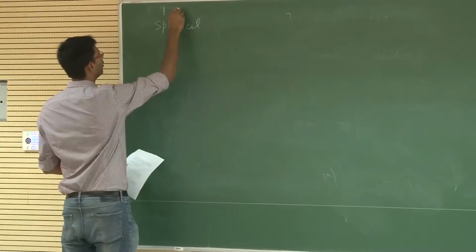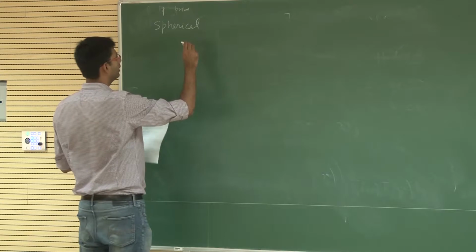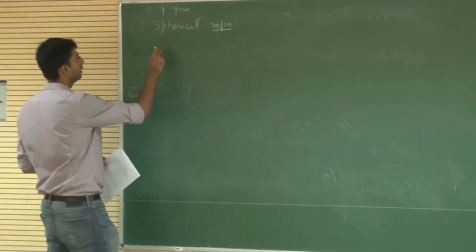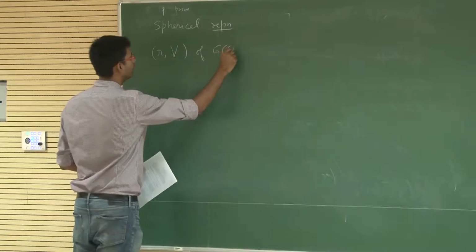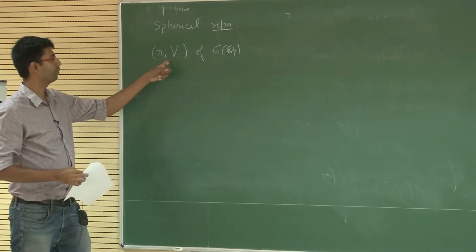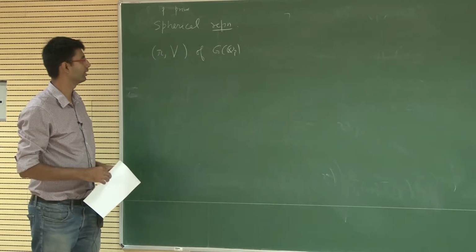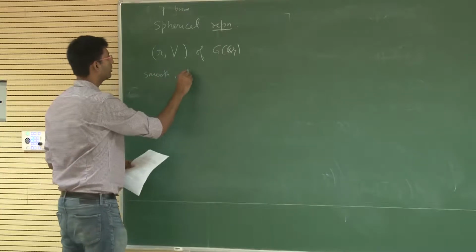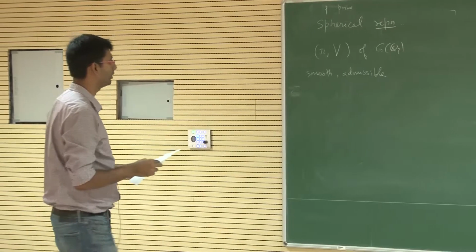So this is still for a finite prime. We haven't gone to the global case yet. So, spherical representation. Basically we have a vector space V and a representation pi of G of Q_p. This is an infinite dimensional vector space, and pi gives a map from G of Q_p to invertible maps on V. That's what a representation is. And we have to put some adjectives on it. It's smooth and admissible, some nice properties which make this into a good category of representations.